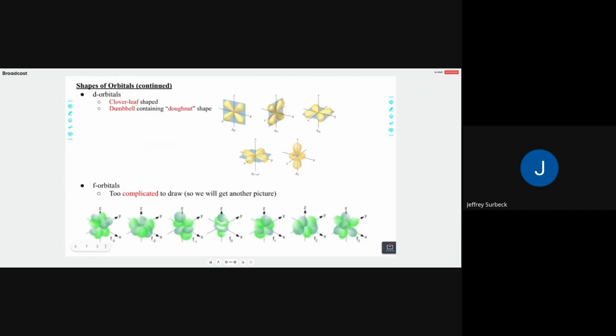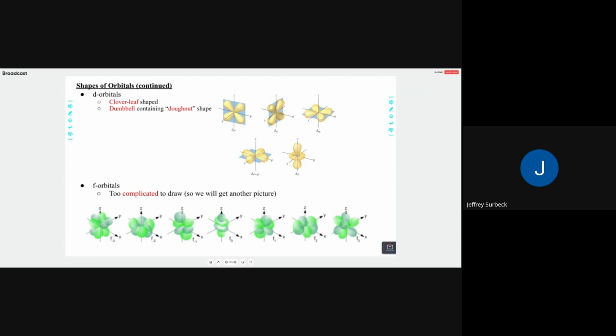Our other orbitals, remember, we're concerned about S, P, D, and F because those are the orbitals in which the elements we know of exist. And so the D orbitals, we have a clover leaf shape in 4 of them. And then we have what I call a dumbbell with a donut shape.